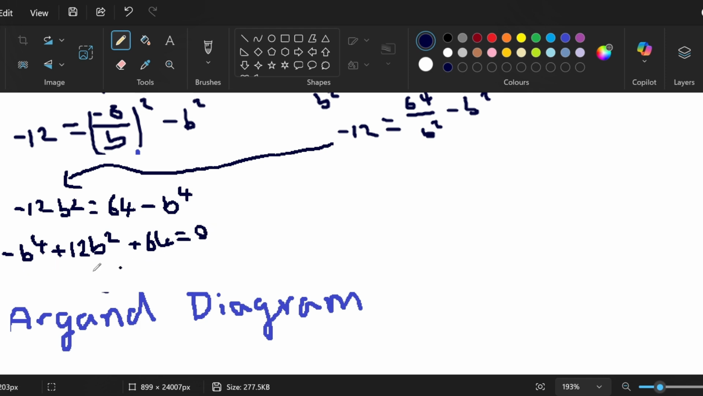Now I'm going to factorize this expression and I'm going to get two quadratic equations. So I'm going to have that minus b squared here plus something else times b squared here plus something else equals 0.